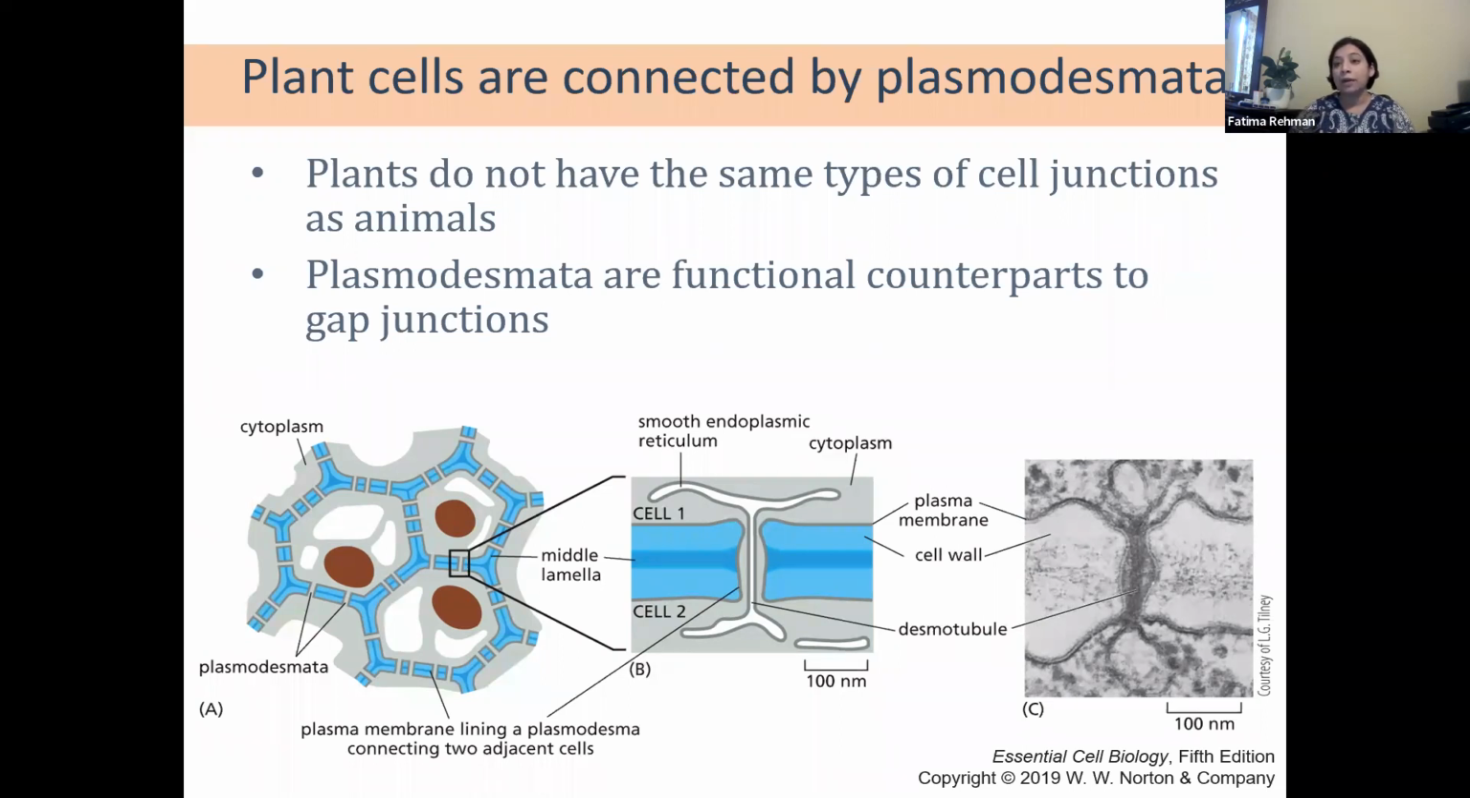Plasmodesmata are functional counterparts of gap junctions. They work the same way, but through the cell wall, rather than the plasma membrane. I apologize. So here is an example. You have these cells with their cell walls, and within the cell walls, they have several areas of what looks like breaks. If you look at it carefully, and in more detail at a micro level, you will see that that is an area where the smooth endoplasmic reticulum from one cell is pushing through on both sides and creating a channel of sorts.